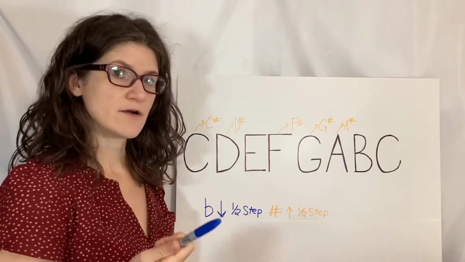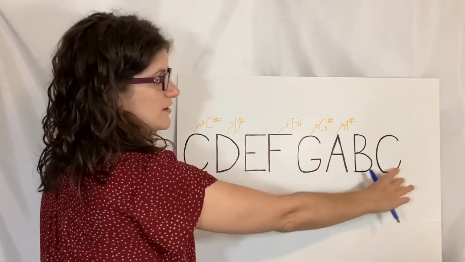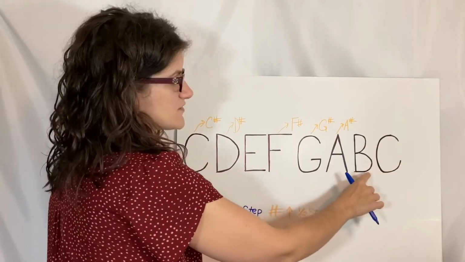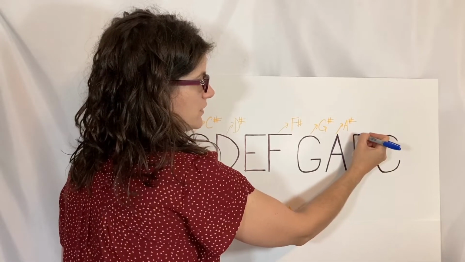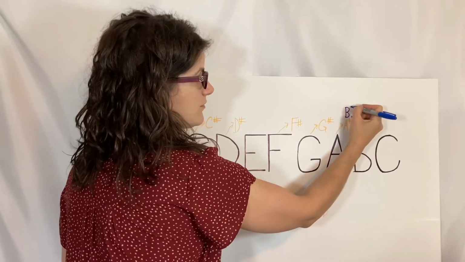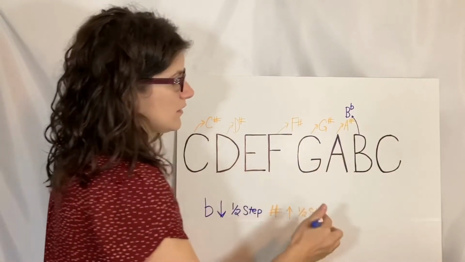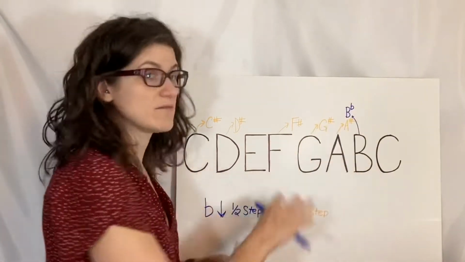Now let's take a look at our flats. So we're gonna go in blue. We're gonna start on this side this time. So B, let's say we wanna play a B flat. We are going to lower B by what we call that half step. And so it becomes this note that's in between A and B.